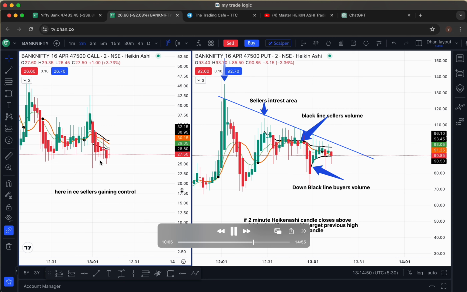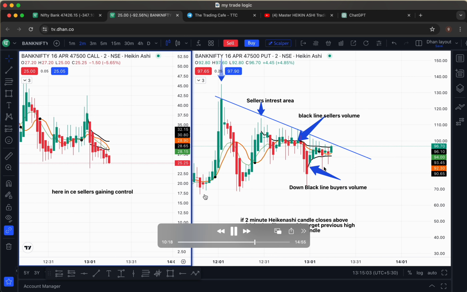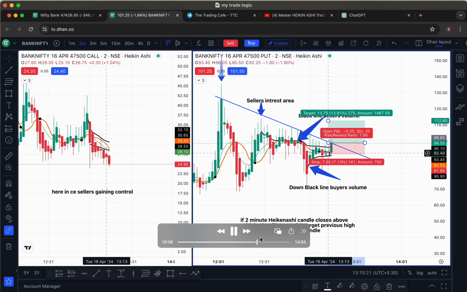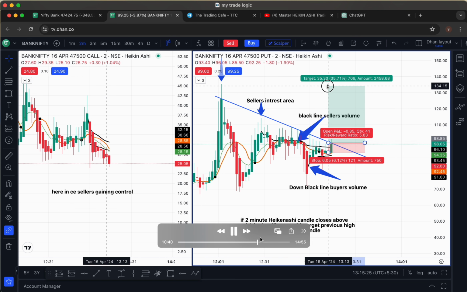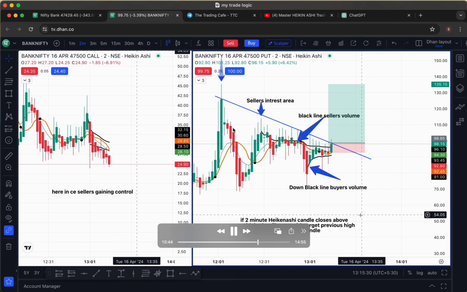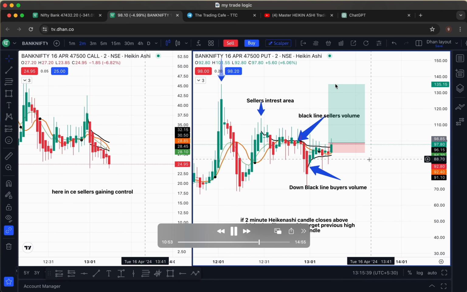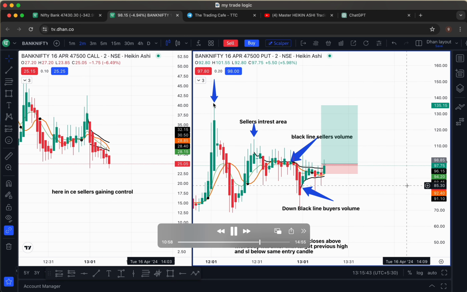Here it is the opposite scenario. The sellers' pressure is there, and there is no buying pressure. See, right now we are able to get a breakout. Buyers are gaining control over the sellers. So we will wait for a 2-minute Heikin Ashi candle to enter, and we need to place the target at the previous high. Actually here, by mistake, I have kept the first one as the previous high. You can see this one marked, this was the previous high over here.